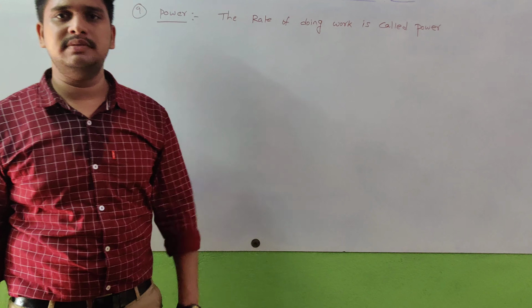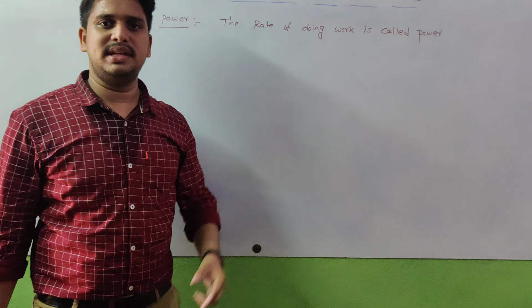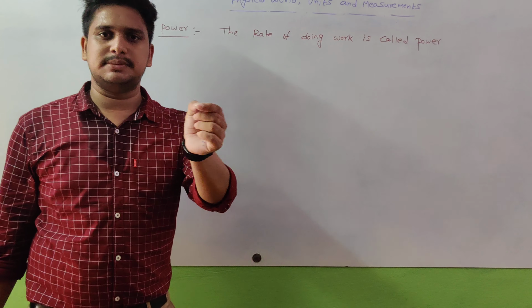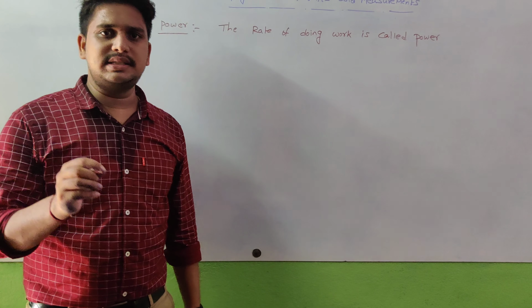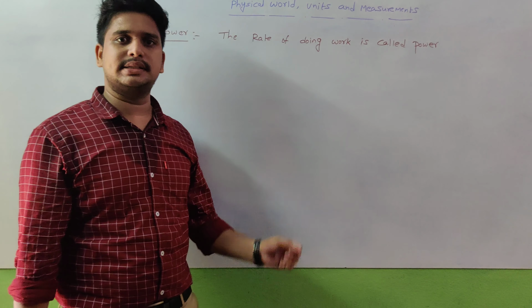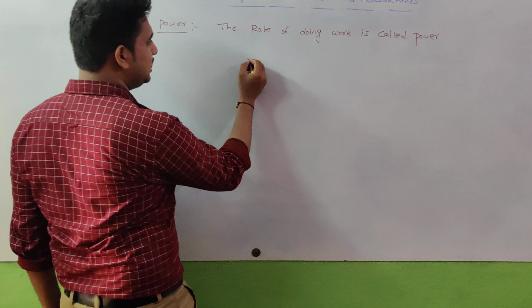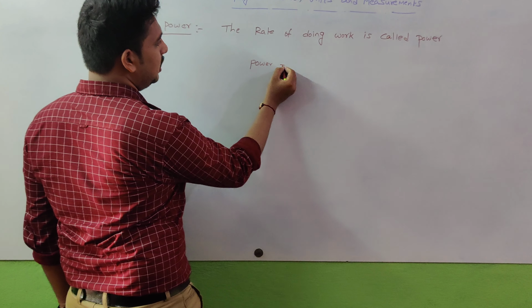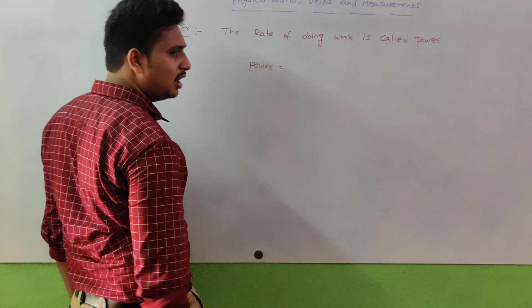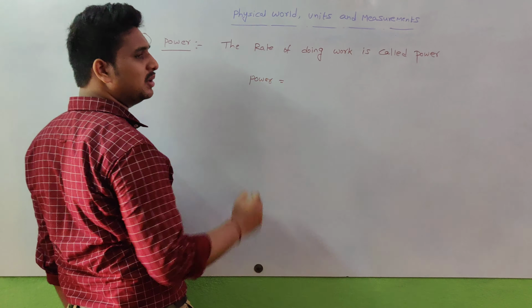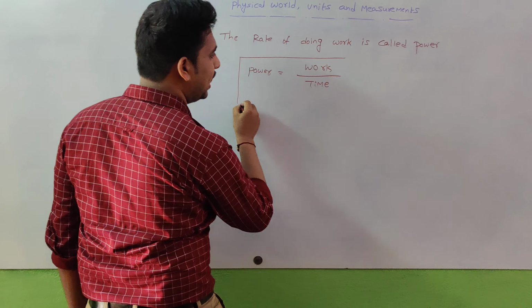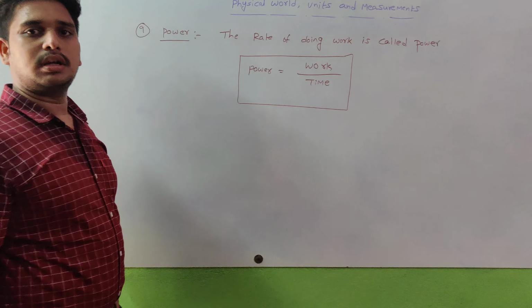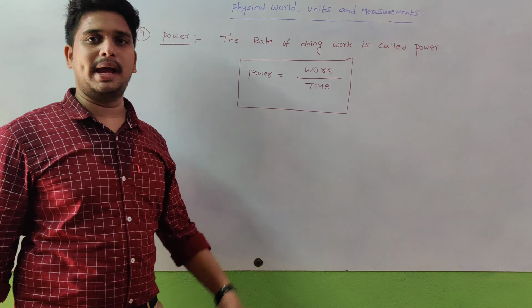If any definition contains the word rate, it means change with respect to time. Work changes with respect to time is called power. So whenever rate is in the definition, the formula should contain power is equal to work by time. Power is equal to work done by time.